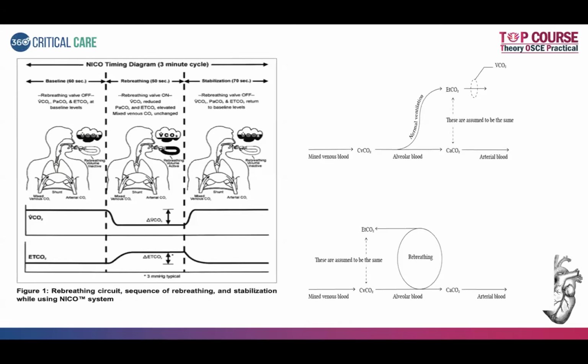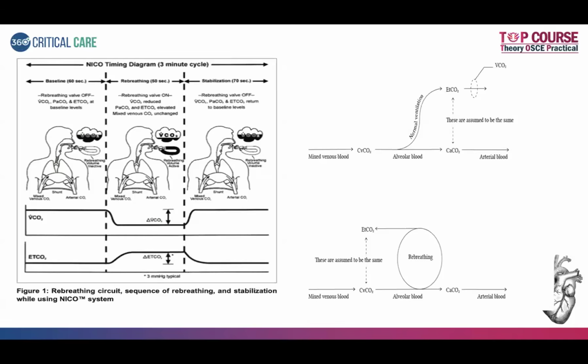Okay, now we have to find the venous content of the carbon dioxide. How are we going to find that? We are going to connect a rebreathing circuit to the patient's ET tube, where the patient is not going to exhale the carbon dioxide, but is going to rebreathe the carbon dioxide. So what will happen eventually? The carbon dioxide content in the alveolar side, the venous side, is going to increase, right? So that particular value for a transient period of time is assumed to be the CvCO2 value.